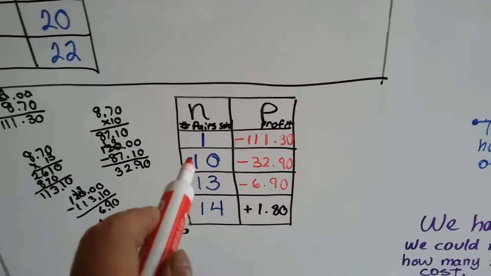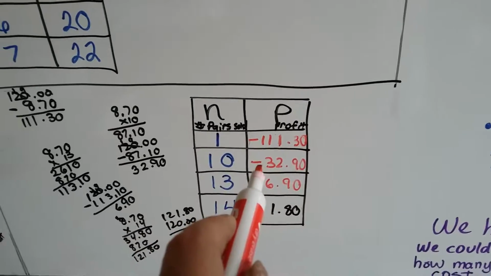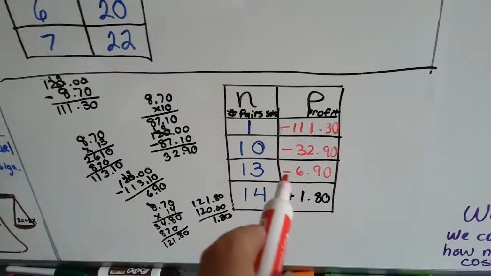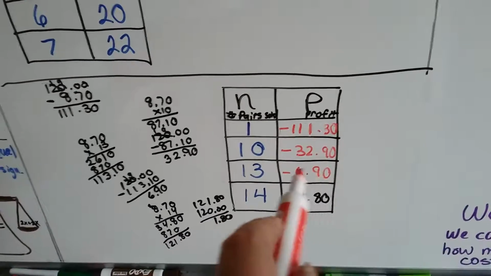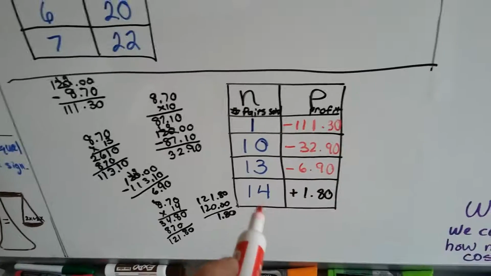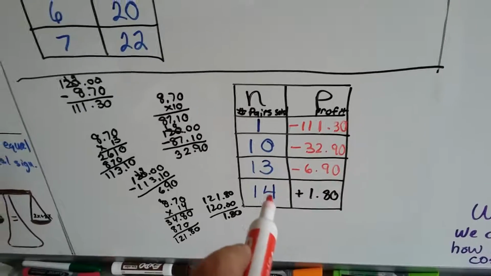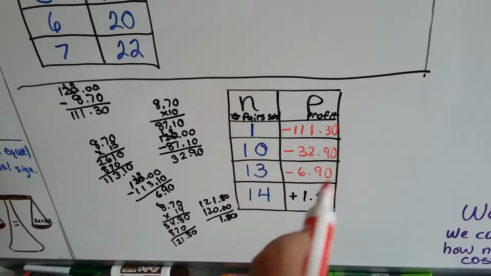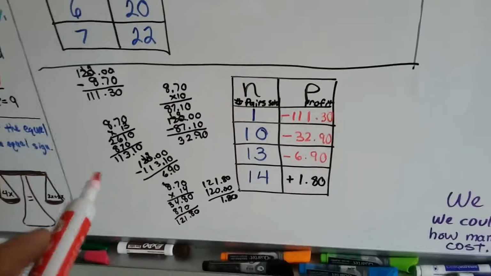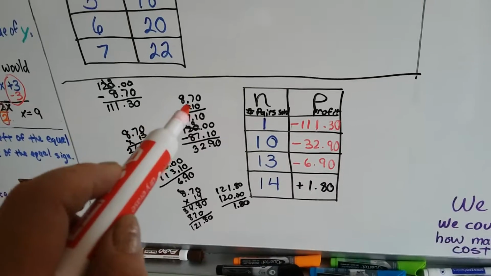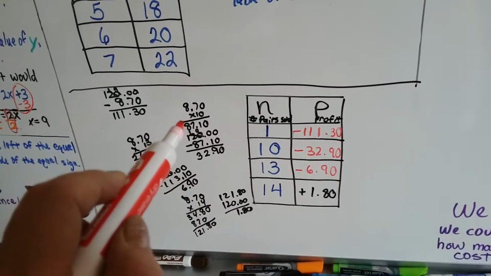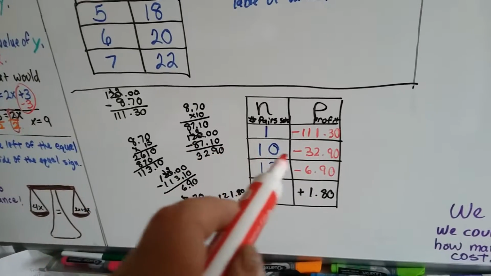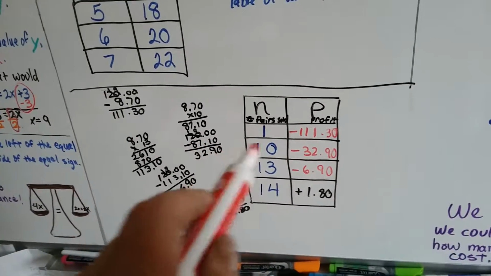If she sells 10 pairs, she's still going to be negative by $32.90. She hasn't sold enough. If she sells 13 pairs, she's still negative by $6.90 to cover the cost of the booth. But once she sells 14 pairs of earrings, she'll make a profit of $1.80. And the booth cost of $120 will be covered. See, what I did was I multiplied times 10 and got $87.10, and I subtracted that from the 120 to get $32.90. See? I did it for each one.